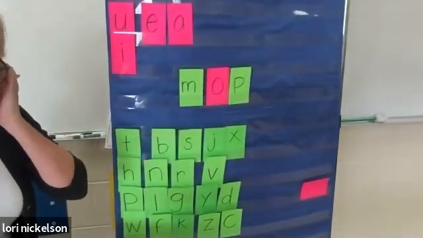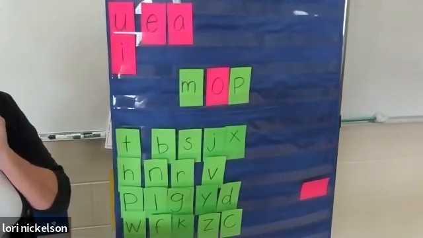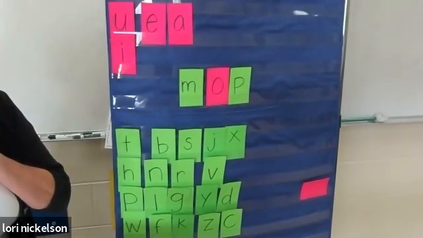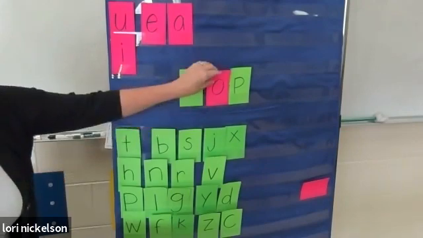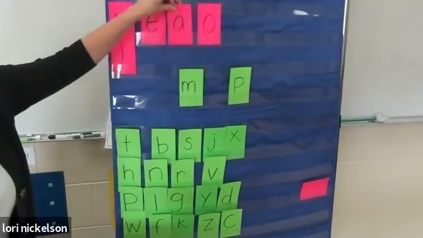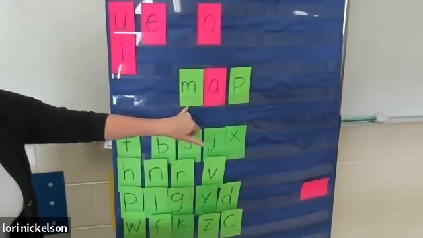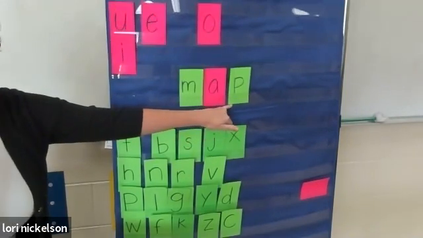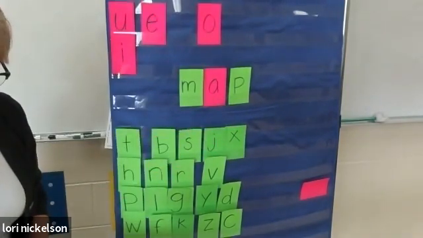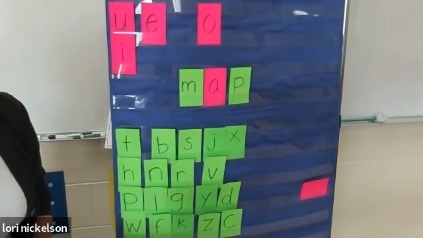Mop. So let's make mop into map. What letter am I going to change? The middle one. And I'm going to replace it with what letter? An A. So now I have map. Good. From map, I want to make the word max.